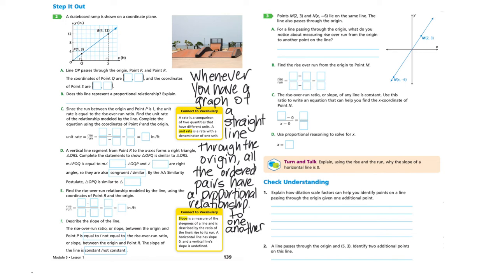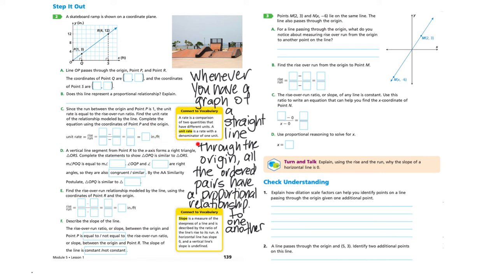And then C, since the run between the origin and P is 1, so remember this is the run, the unit rate is equal to the rise over run ratio. Find the unit rate of the relationship modeled by the line. Complete the equation using the coordinates of point P and the origin. So P would be rise over run is 3 over 1. The origin is (0, 0), and then you'll find what you end up with there. This is going to be the unit rate.